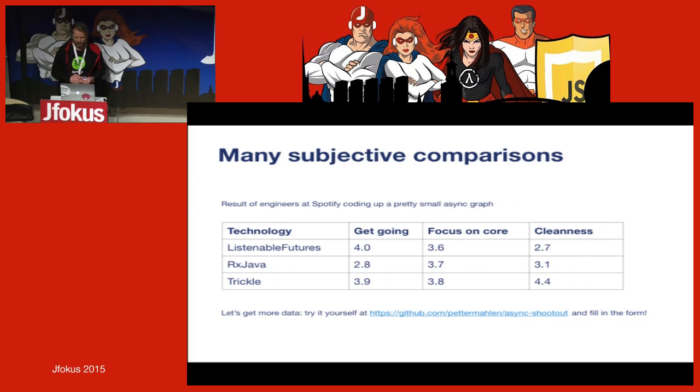And we were quite encouraged to see that Trickle scored quite highly in all of these areas. And that async shootout thing is something that I put up on GitHub last week, I think. So if you're interested in trying this out, it's pretty nice. There's a synchronous example of what the code should be, and there are unit tests for 3 different implementations, and when the unit tests pass, then you've done it. Then there's a form you can fill in, and the shootout can continue, and we can see what's the best framework.